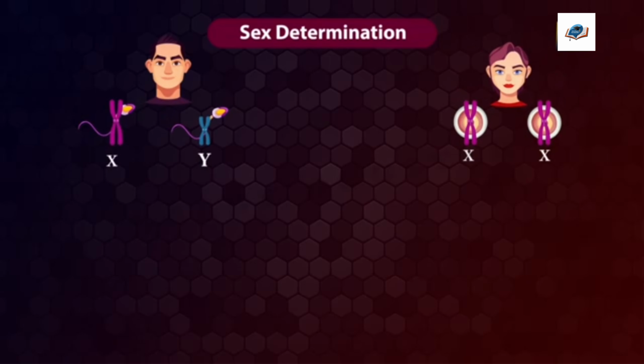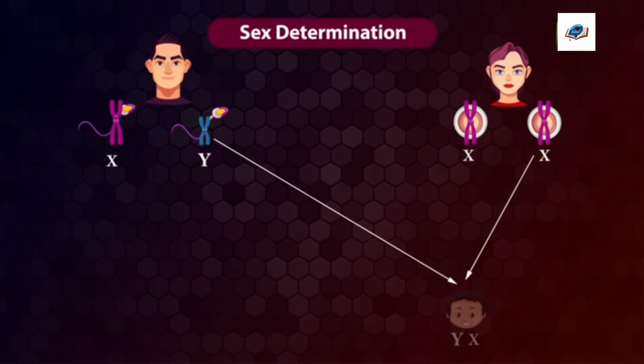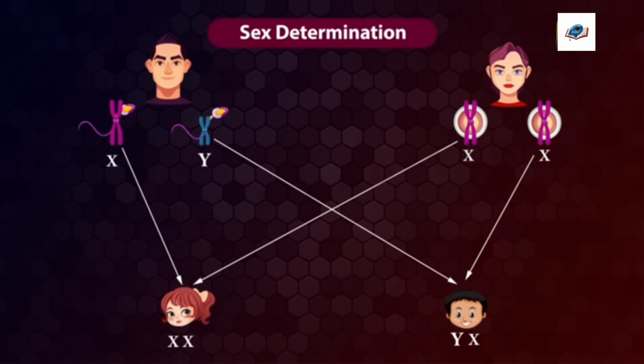During reproduction, if the sperm cell with the Y sex chromosome fuses with the egg cell, it forms a zygote with XY sex chromosomes. XY means the baby will be a boy. If the sperm cell with the X sex chromosome fuses with the egg cell, it forms a zygote with XX sex chromosomes, which means the baby will be a girl. Thus, the sex of the child will be determined by the chromosome that they inherit from their father. This is all about heredity in human beings.